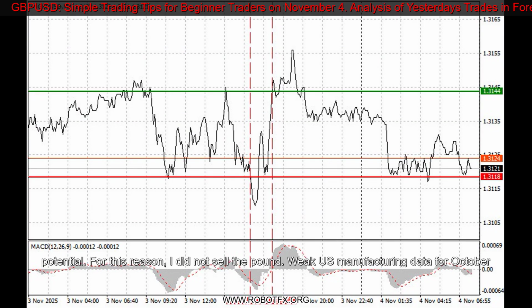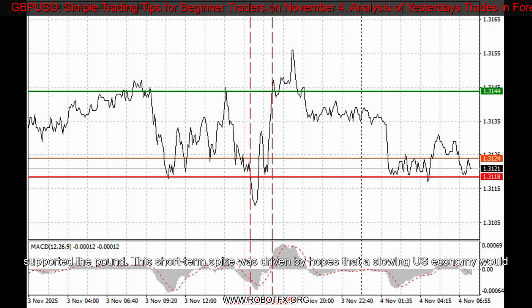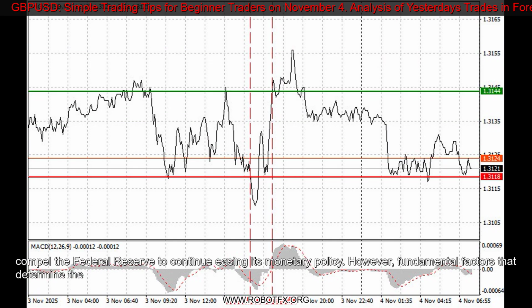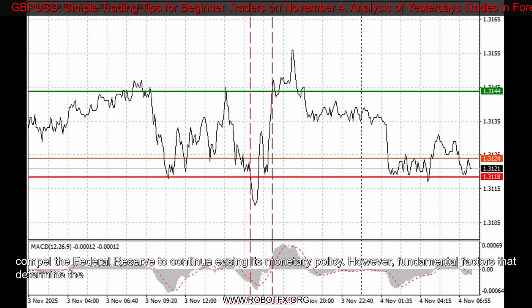Weak US manufacturing data for October supported the pound. This short-term spike was driven by my hope that a slowing US economy would compel the Federal Reserve to continue easing its monetary policy. However, fundamental factors that determine the British currency's trajectory, such as high inflation, recession risks, and uncertainty about fiscal policy, quickly brought the pound back down.